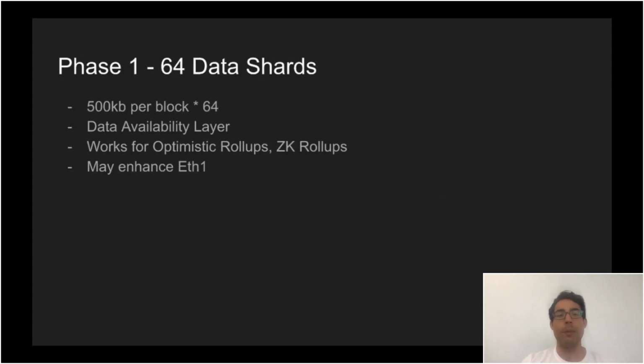Phase 1 would be coming shortly after that, and this is where we have 64 data shards. So if you have a certain allocation of bytes per block, you can multiply that by 64, and now you have this reliable data availability layer that can be accessed, and this can drastically enhance ETH1. This works really well for, these are terms that have been thrown out a lot lately, optimistic rollups, ZK rollups, systems like that, and provides a lot of scalability, which is really exciting. So phase 1 gives us this data layer that we can seep into.